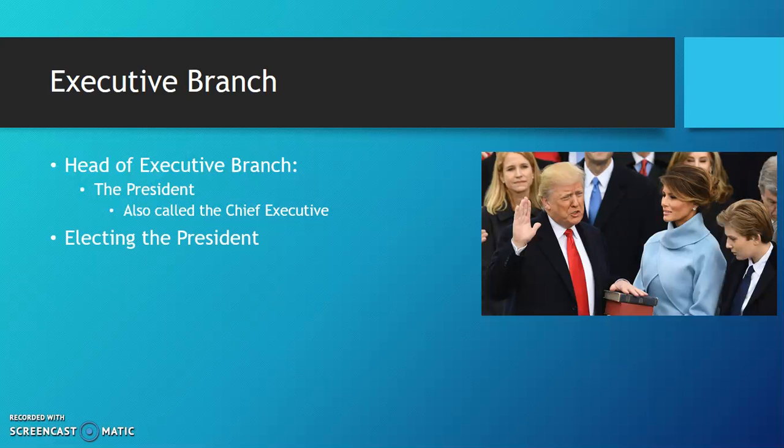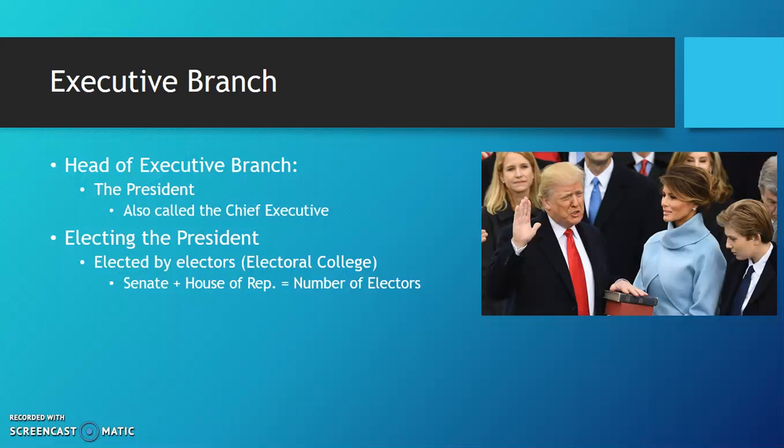In electing the President, we've already learned a little bit about the Electoral College, but the President is elected by a group of electors. Today, this is called the electoral college. The number of electoral votes a state gets depends on their members in the Senate and in the House of Representatives. So as we learned in the last chapter, Iowa, who has 2 members in the Senate and 4 members in the House of Representatives, has 6 total electors in the Electoral College. To win, a presidential candidate needs a majority of electoral votes, and we've learned that number today is 270.